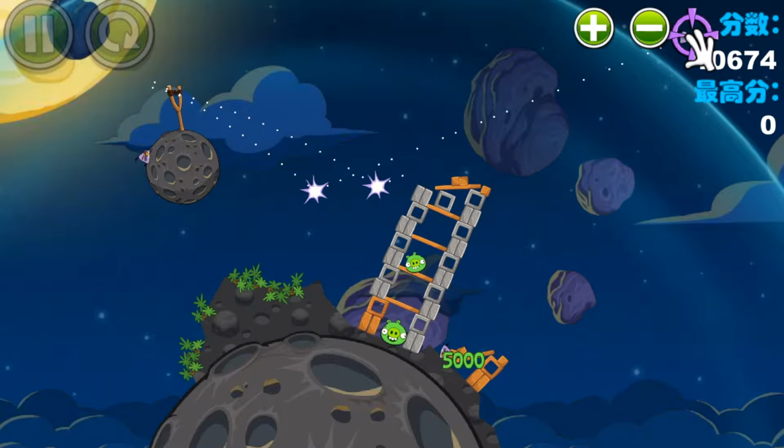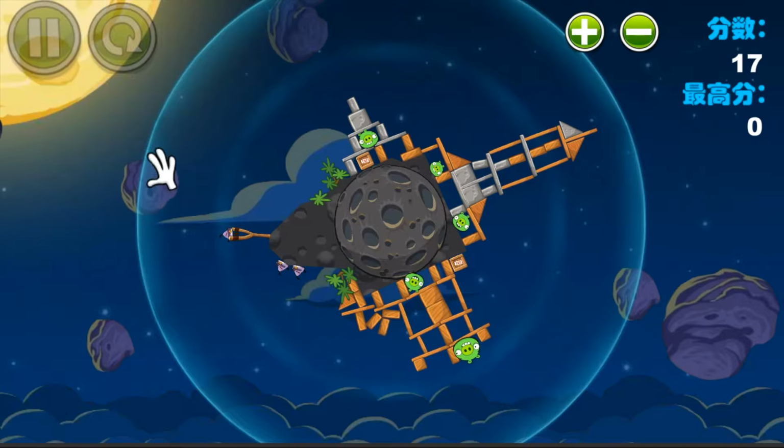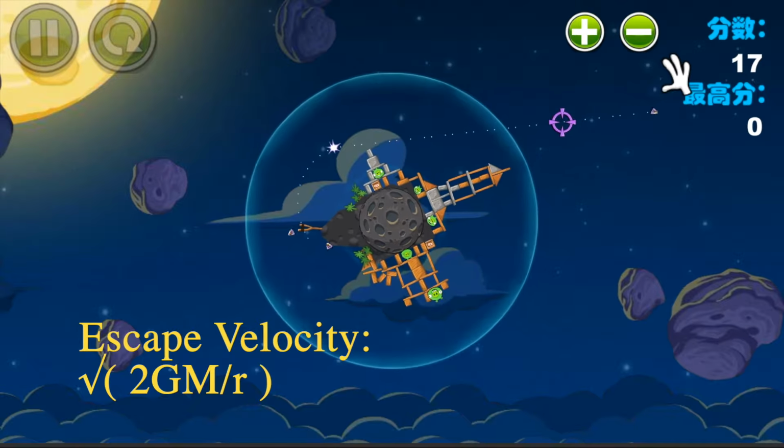While we play Angry Birds Space, the birds sometimes have enough speed to escape the force of gravity. The velocity necessary to escape the gravitational field is called the escape velocity.